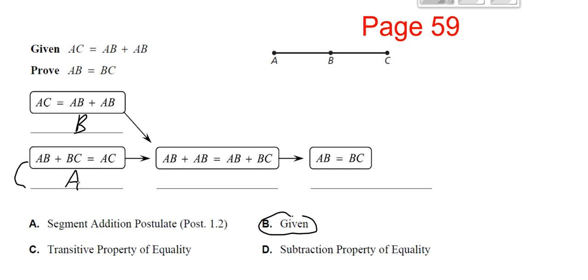Now from those two things, we should recognize that they're both equal to AC. So by the transitive property, they can be equal to each other. Now that we have AB plus AB equals AB plus BC, notice we have AB on both sides, so we can subtract AB from both sides, and we get our conclusion that AB is equal to BC. That gives you an idea of what a flowchart proof will look like. We'll do a couple of those here today.